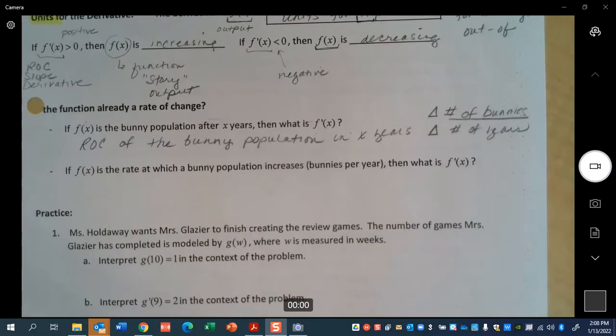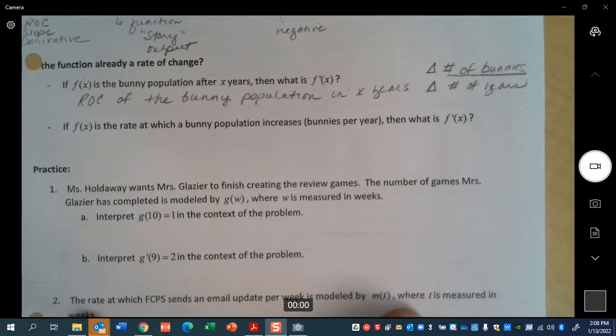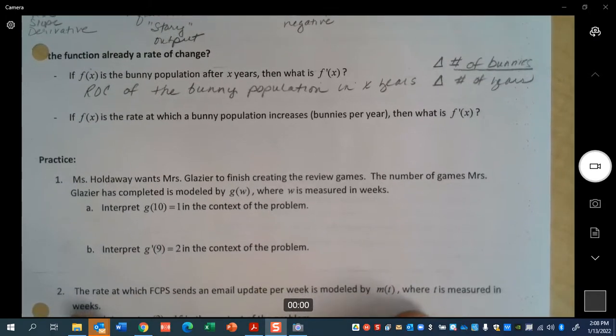Okay, so if I'm talking about a rate of change, if my function is the bunny population after X number of years, then my derivative, my slope, my rate of change, is going to be the rate of change of the bunny population in X number of years. How much did my number of bunnies change compared to how many changes happened per year? That's the easy one. How is this second one different from what we asked on the first one?